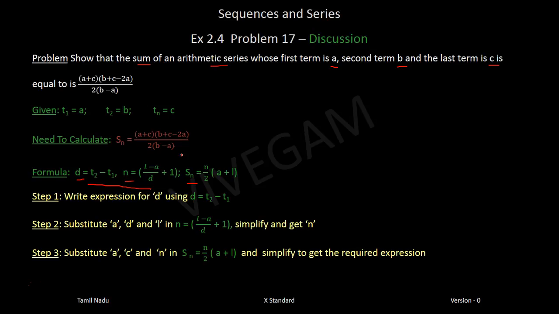Let me repeat. Normally what we do in this case is, first we calculate d, because we know the second term and the first term. Subtract and get d. Then once d is known, we know the last term, we know the first term, and d is known, so we can calculate the number of terms. Once we know the number of terms, all you need to do is use this formula, which involves the number of terms n, the first term and last term, which is given in the problem. Simplify, you will get one expression, and you have to check whether that is this expression. Okay, so let's do the problem.